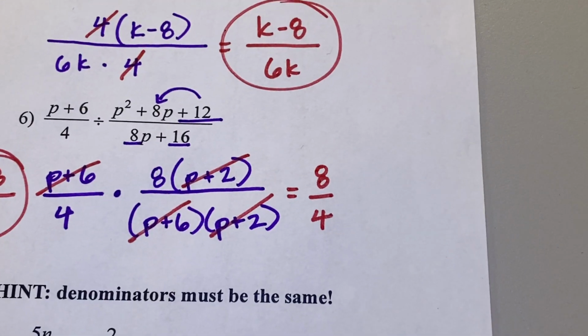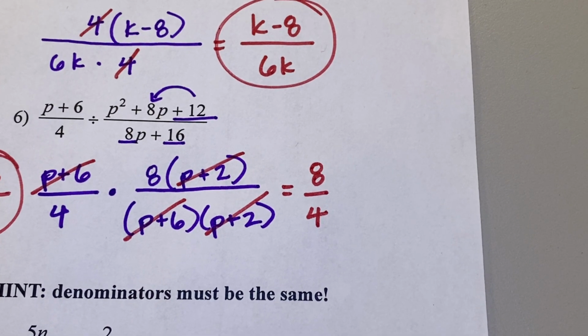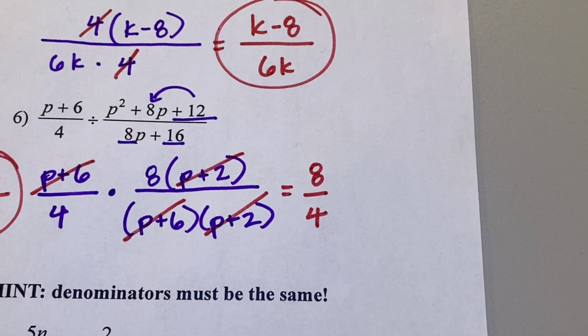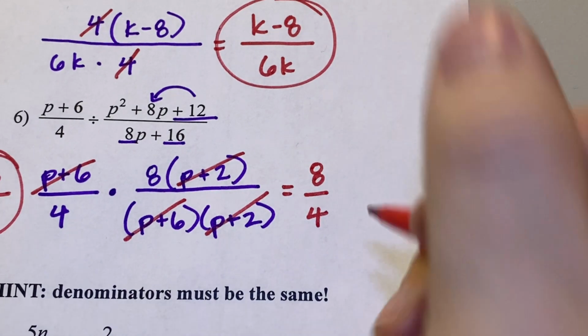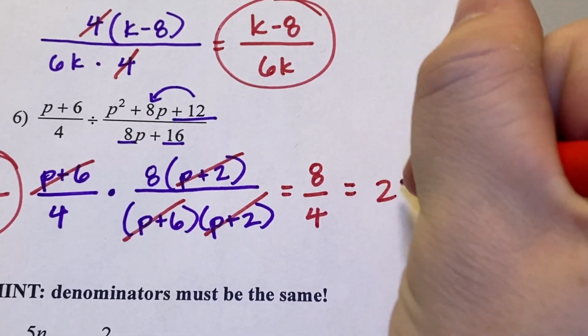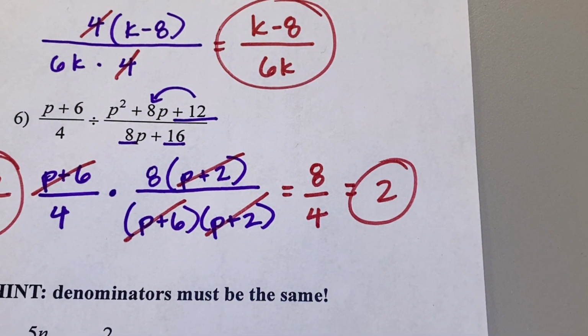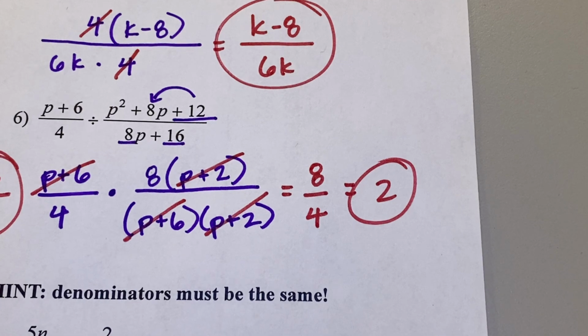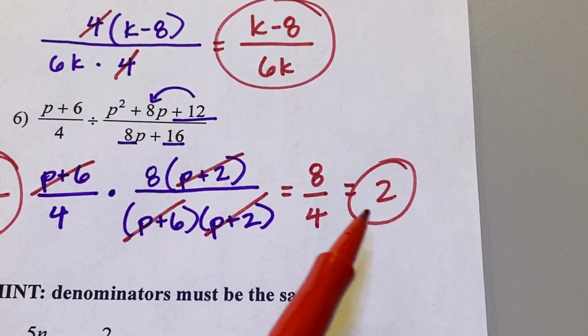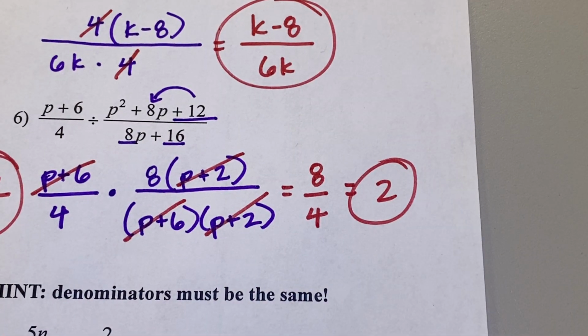Now, if you were to put that in your computer, it would mark you wrong. Why? What's 8 divided by 4? That's 2, because it can be reduced even more. Final answer is 2. So the whole thing simplified to 2. I just wrote a big 2. Nice. I like it.